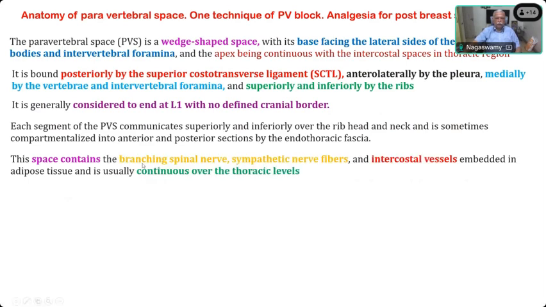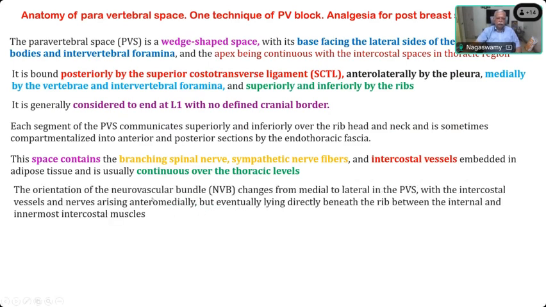So the space, what are the structures contained in it? That also you have to mention. They contain the branching spinal nerve, sympathetic nerve fibers, and intercostal vessels embedded in the adipose tissue, and they are usually continuous with the thoracic levels.